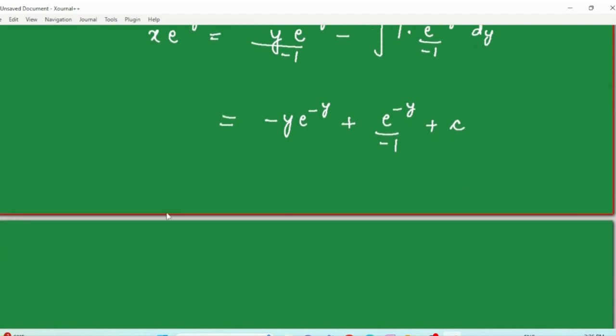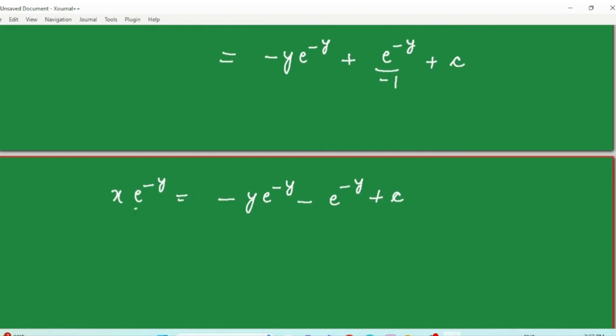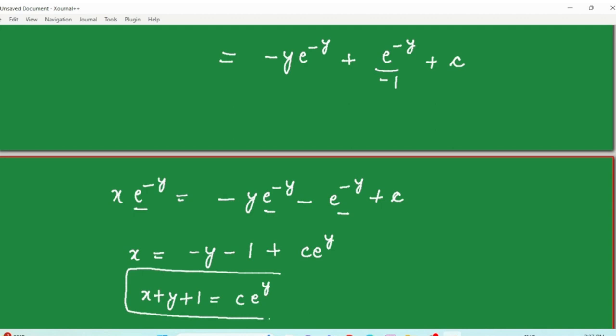And so my solution looks like x into e to the power minus y is minus y e to the power minus y minus e to the power minus y plus the constant of integration. And see, we have e to the power minus y coming in 3 terms, so let's multiply throughout by e to the power y to make it look better. So that's how the solution looks like, or I can rewrite it to finally present my solution in this form.